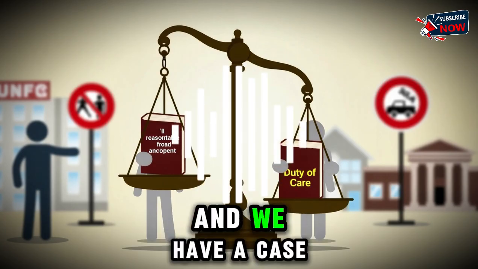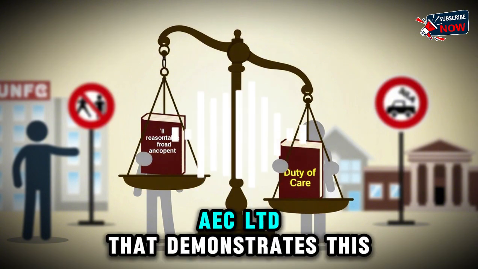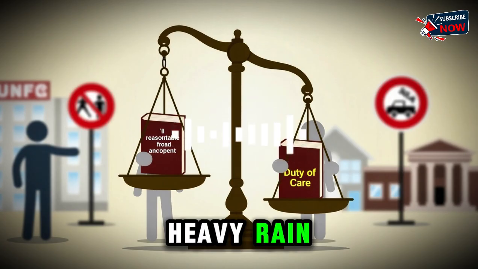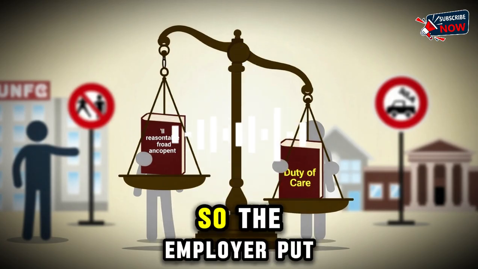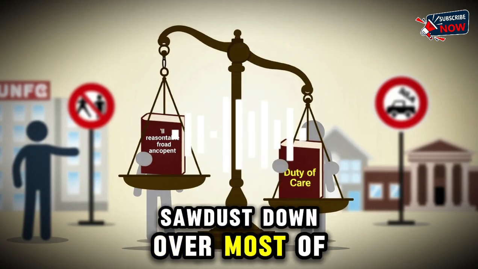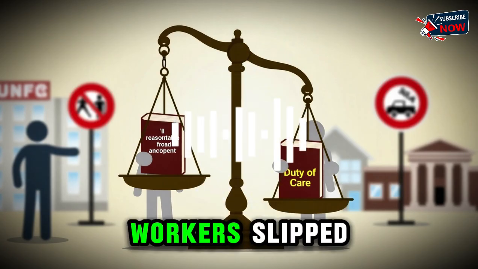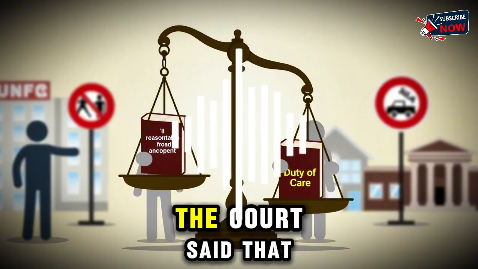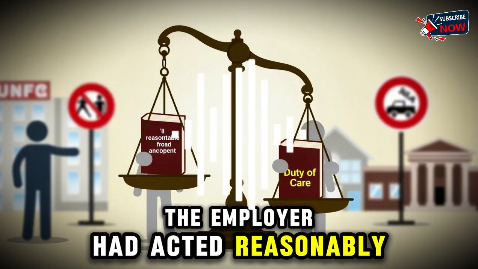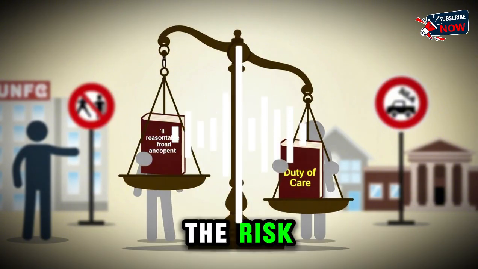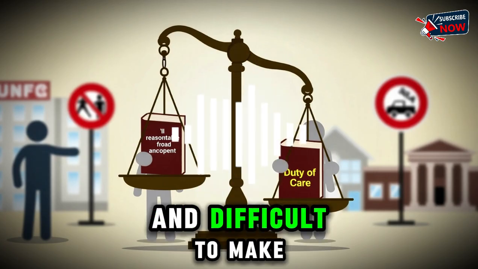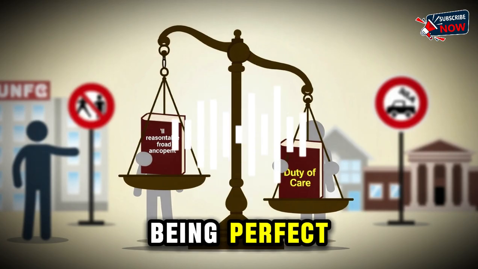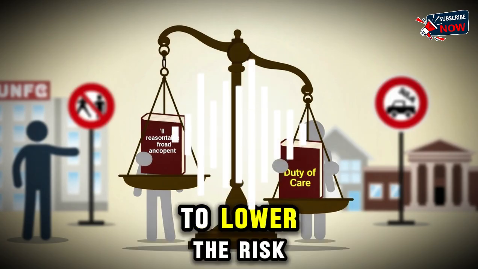Exactly. And we have a case, Latimer v. AEC Ltd., that demonstrates this. There was a factory, heavy rain, the floor got slippery. So the employer put sawdust down over most of the floor. But one of the workers slipped on an area that hadn't been treated with sawdust, and he was injured. The court said that the employer had acted reasonably. They had taken steps to try to prevent the risk, and it would have been way too expensive and difficult to make sure absolutely every inch of the floor was covered. So it's not about being perfect, but taking reasonable steps to lower the risk.